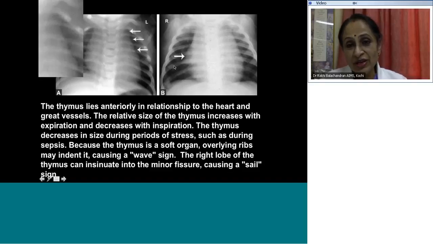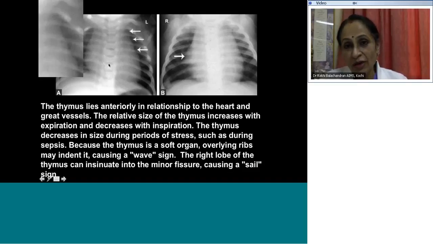And here you can see that the part of the thymus is invaginated into the horizontal fissure. So that is called as a sail sign. So either you have a wave sign because of the indentation by the ribs, or you have a sail sign when it is sitting.